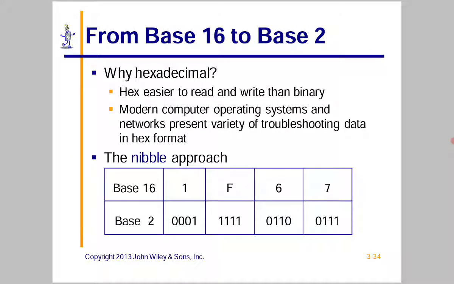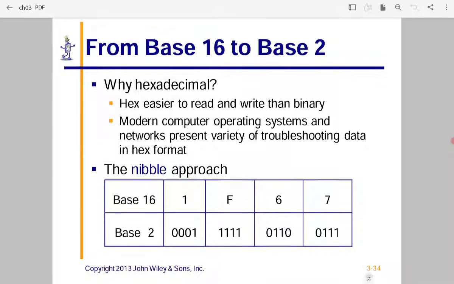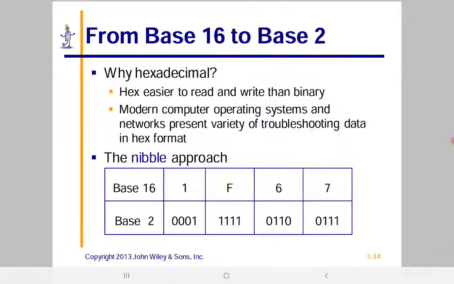So the third conversion is from base 16 to base 2. So how to convert base 16 to base 2? What is base 16? Hexadecimal, and base 2 means binary. So how to convert numbers from hexadecimal to binary? Why hexadecimal? Hexa is easier to read and write than binary, and modern computer operating systems and networks present a variety of troubleshooting data in hexa format.